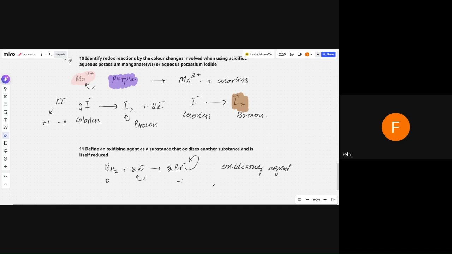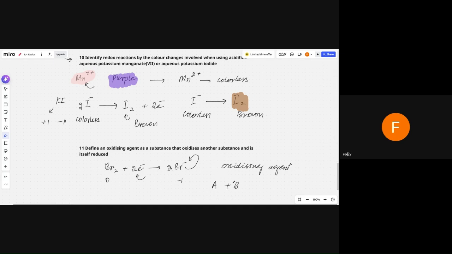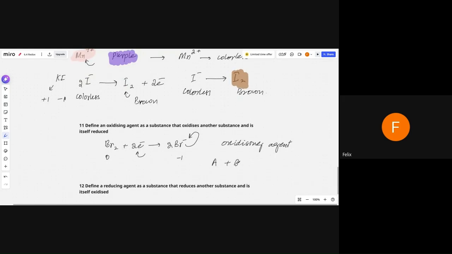Let's say we have A and B. Let's say B wants to lose electrons, so A must gain that electron to allow B to lose it. So A, by gaining that electron, will help B to become oxidized. In this case we say that A is an oxidizing agent because it is reducing itself and it is helping B to lose electrons, and to oxidize itself. So I hope this is clear.